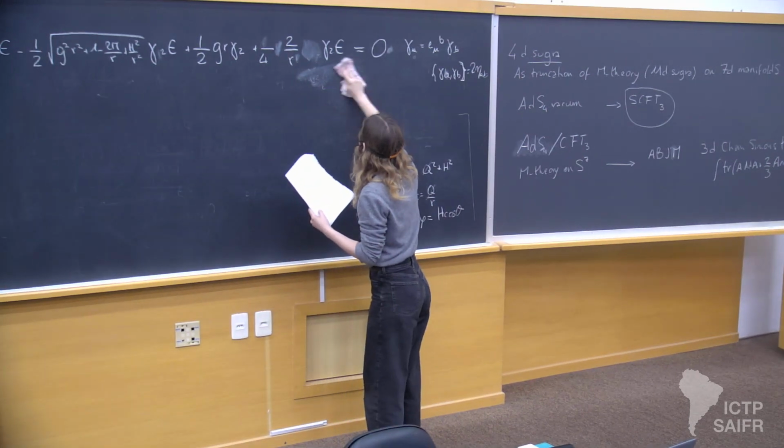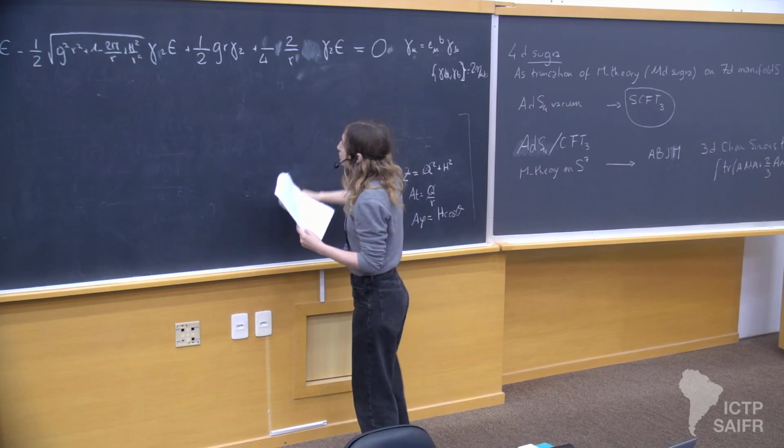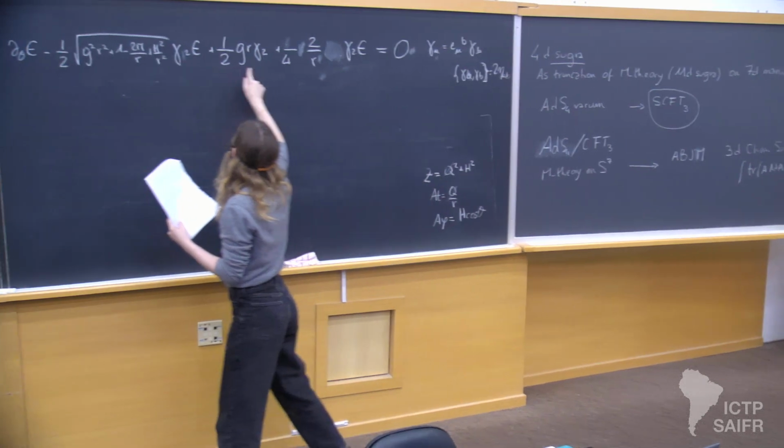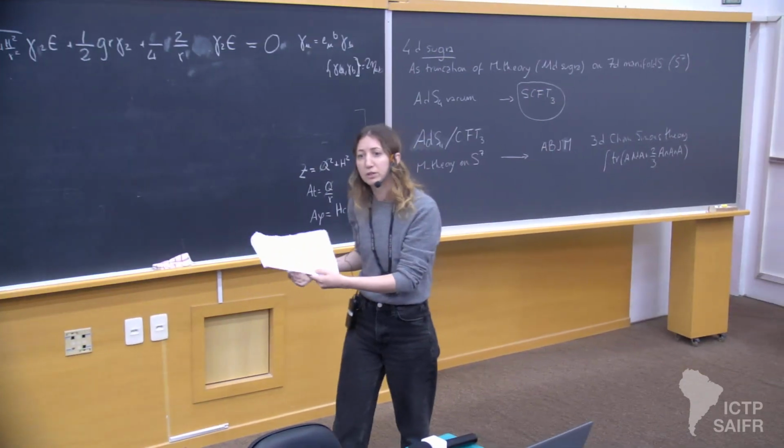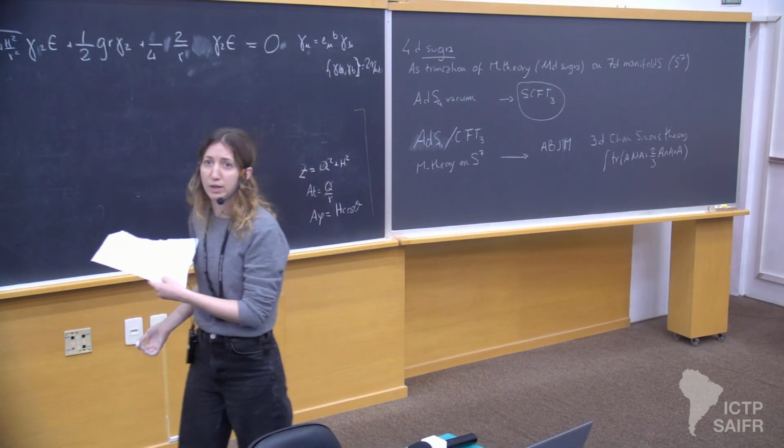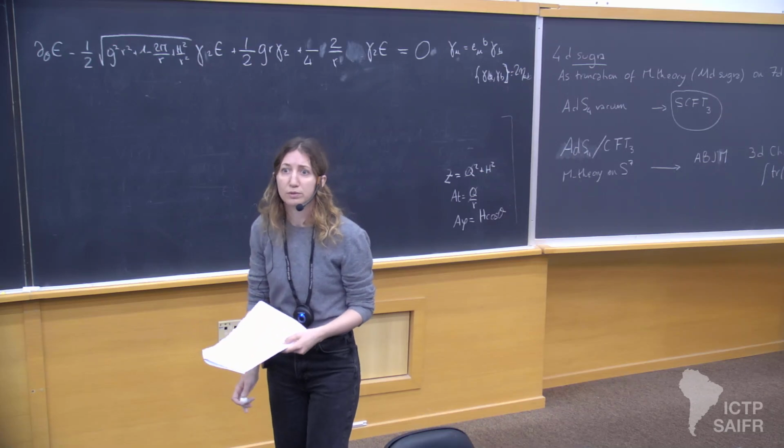So by using these projectors, I've made it in such a way that all these terms here have only the gamma 2. Which means that they will just talk to each other, there will be cancellations, and then the solution can be found, and this equation can be solved.